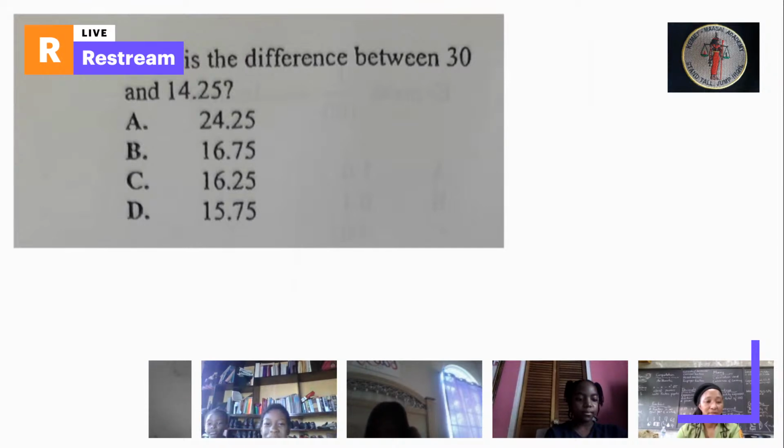What is the difference between 30 and 14.25? Miss, something was black on it. What is the difference between 30 and 14.25? All right, so what do we need to do here? Oh, Miss, can I do it? Wait. Let me give Amari a chance. Let me hear what he would do.